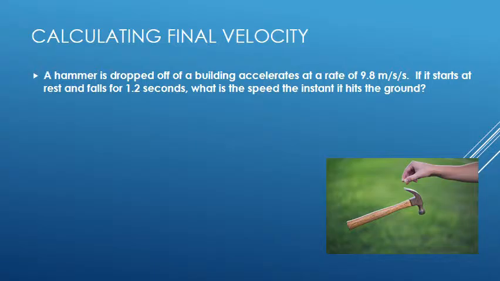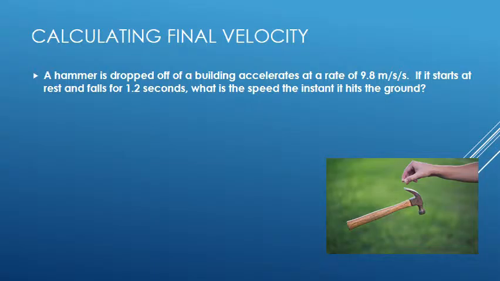In this example, we're going to calculate the final velocity of an object. The example reads, a hammer is dropped off of a building and it accelerates at a rate of 9.8 meters per second per second. If it starts at rest and falls for 1.2 seconds, what is the speed the instant that it hits the ground?